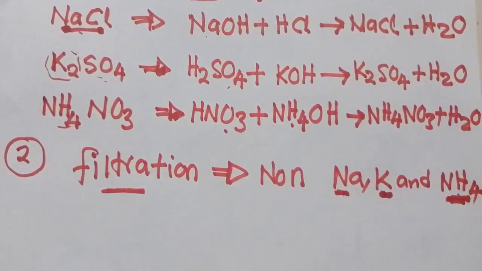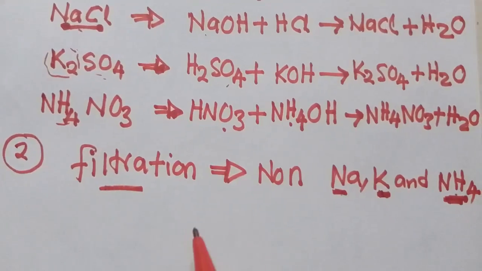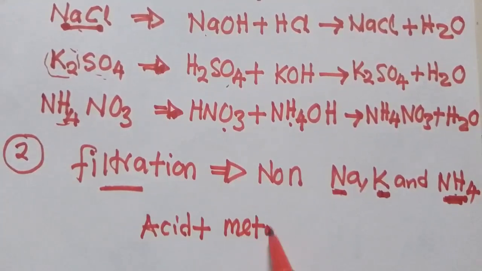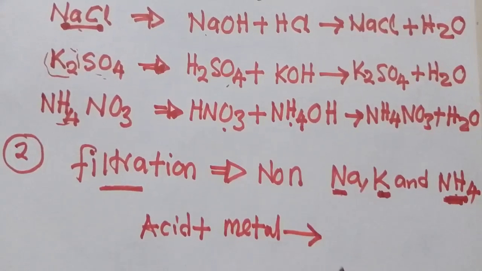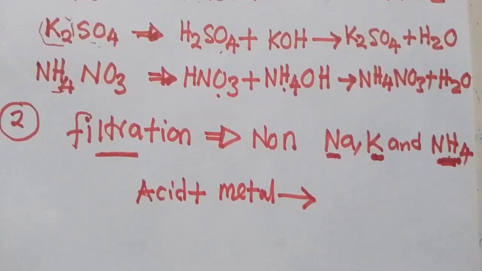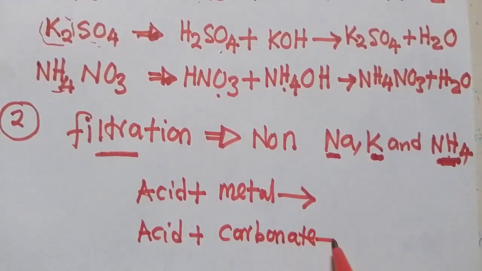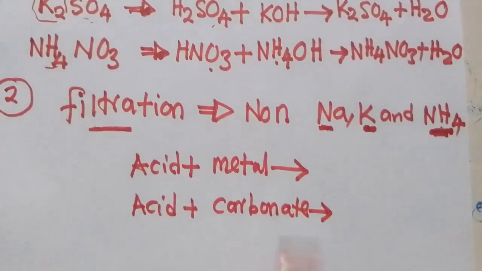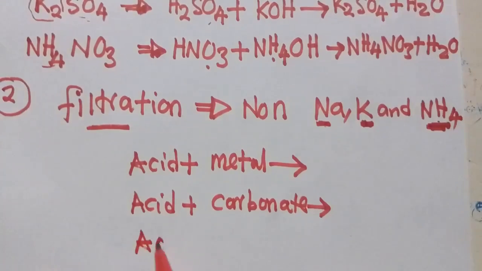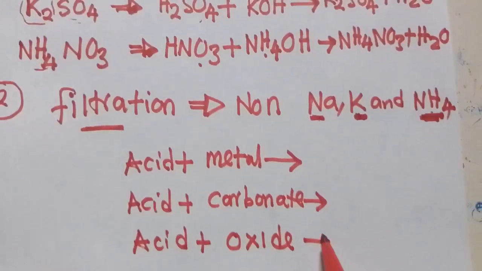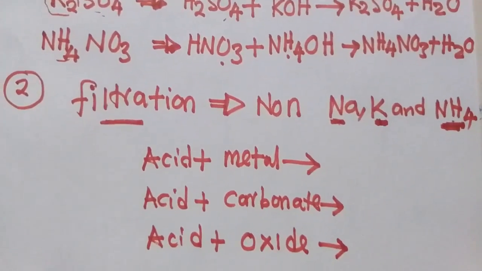When you react an acid and a metal. Let's say acid plus metal, what are we going to form? When you react acid plus a carbonate, what are you going to have? Let's say you've got acid plus a hydroxide. Acid plus an oxide, what are you going to have?